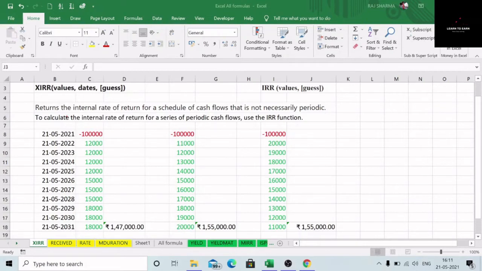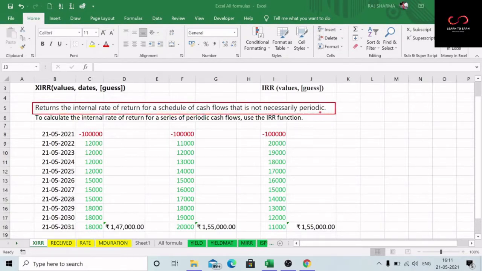The XIRR formula returns the internal rate of return for a schedule of cash flow that is not necessarily periodic. So let us assume that you have invested in a project today and now you are getting cash flow generated at uneven periods. Like sometimes you are getting a cash flow at a 20 days interval, sometimes at a 1 month interval, sometimes at a 15 days interval. So this formula will be useful in that particular aspect.